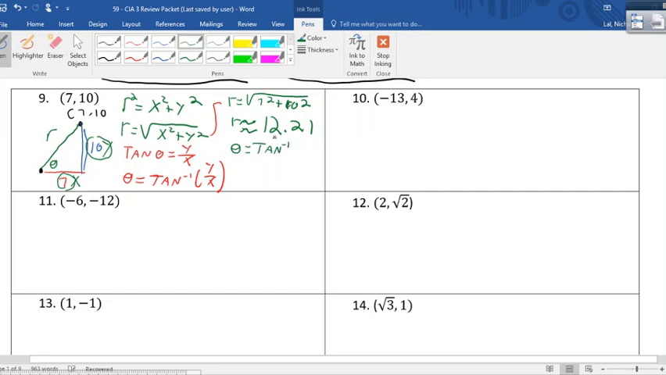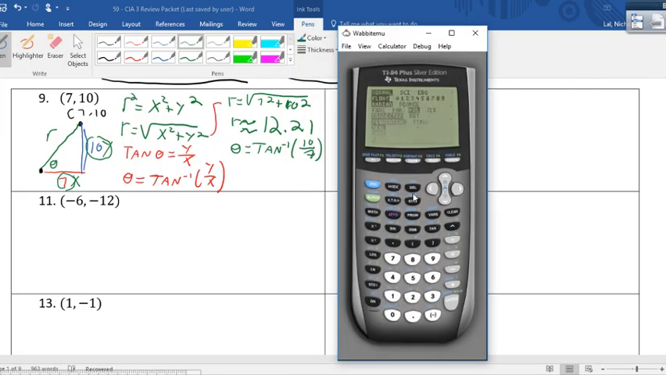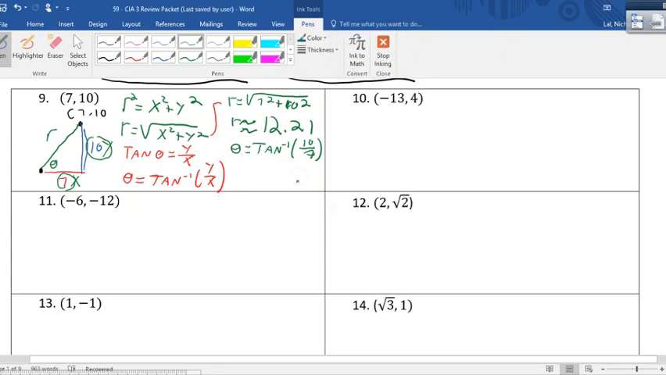It's going to be the inverse tangent of 10 over 7. So we just make sure we go to radian mode. We go to mode, radian mode, and we find the inverse tangent of 10 over 7. So that's going to be 0.96 radians. So theta is equal to 0.96 radians. So we're going to have an r value of 12.21 and 0.96 radians.